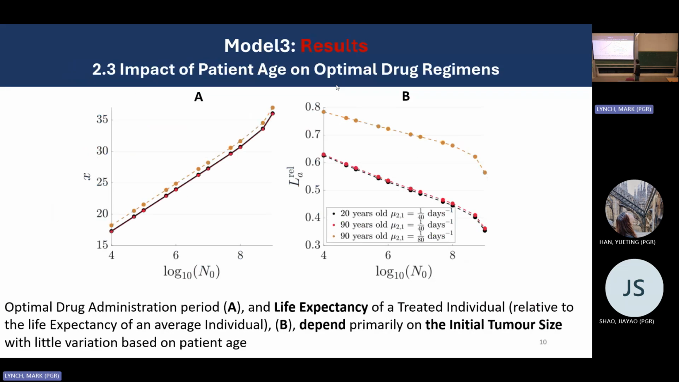And then another thing that we did is that we compared different optimal drug regimens in terms of initial tumor size, also in terms of the susceptibility of the patient to the drug, and in terms of the patient's age. So I won't go through details in the slides. All I will say is that we found that the age didn't significantly affect the optimal regimen, nor the outcome of the treatment.